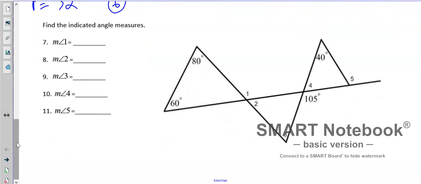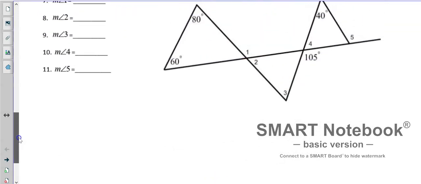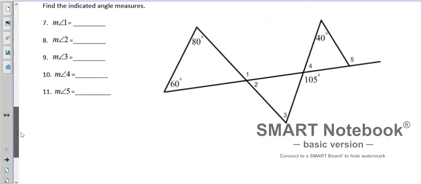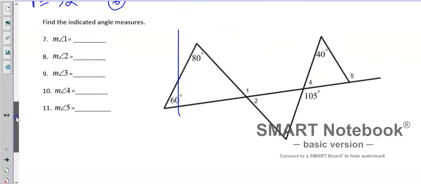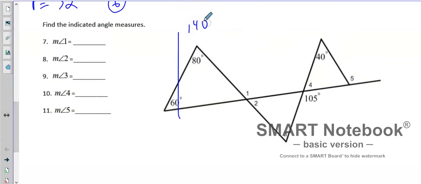Okay, find the angle measures. I'm just going to go through and do what I can do. I have 80 plus 60. That's 140. That means 180 minus 140 means this is 40 right here.